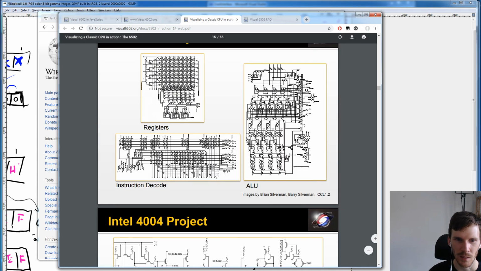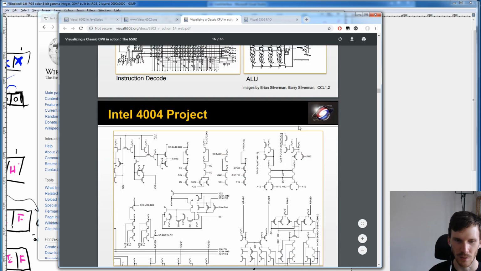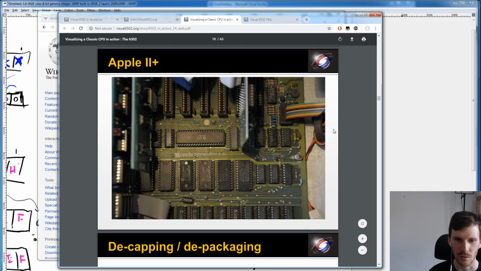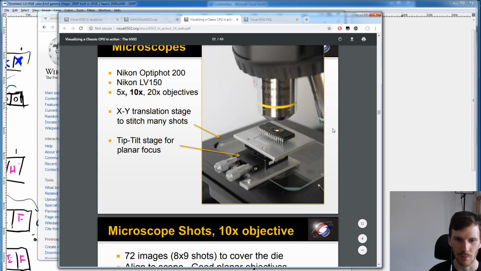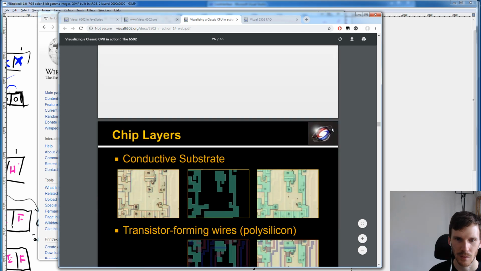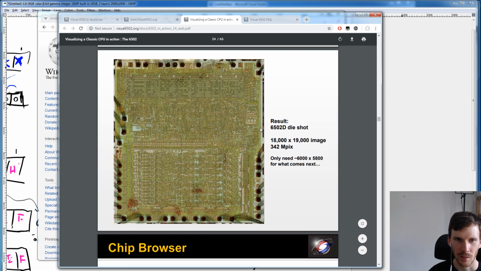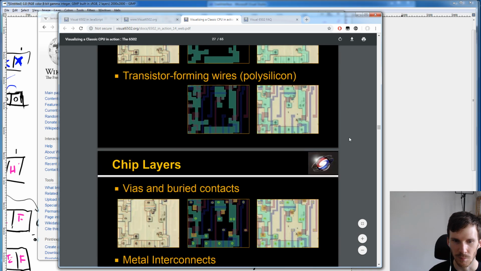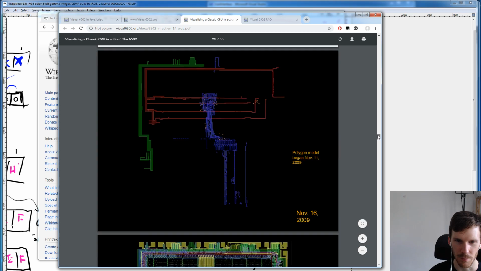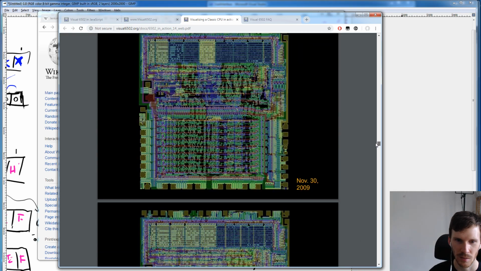Nuts. Okay, so here we go. Registers, ALU, instruction decode. So there's sort of the logic for that. Can you give me just a map of the chip? This is actually, yeah. So the registers and the ALU are down here. I know exactly what the picture I'm looking for looks like.